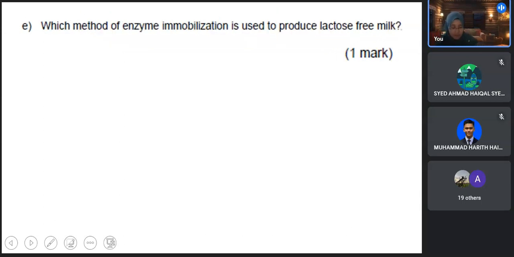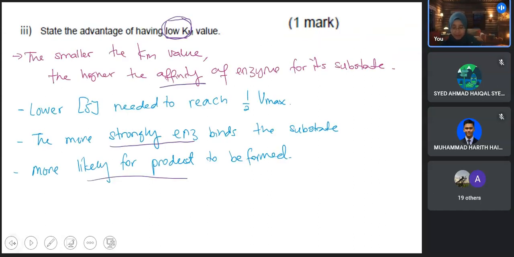So next question. Which method of enzyme immobilization is used to produce lactose-free milk? You have different types of enzyme immobilization. So for producing lactose-free milk, you can use entrapment. So that's the last question for question number 7. Do you have any question for question number 7 before we proceed to question number 6?